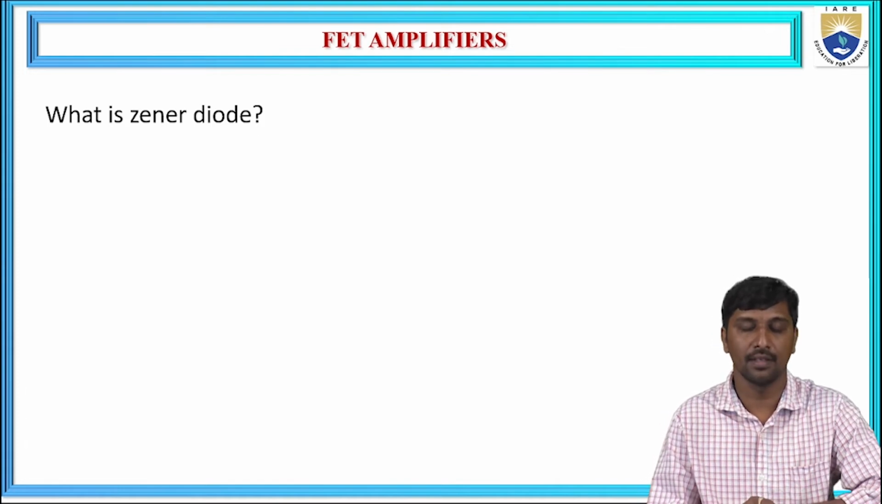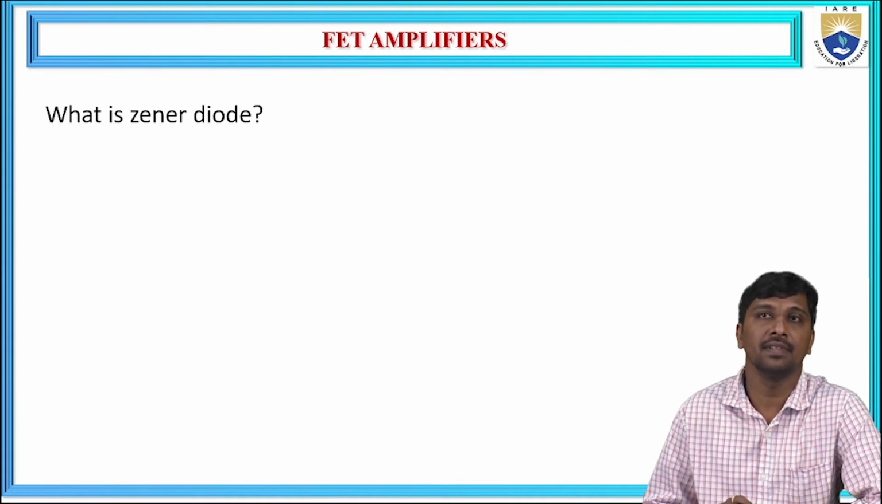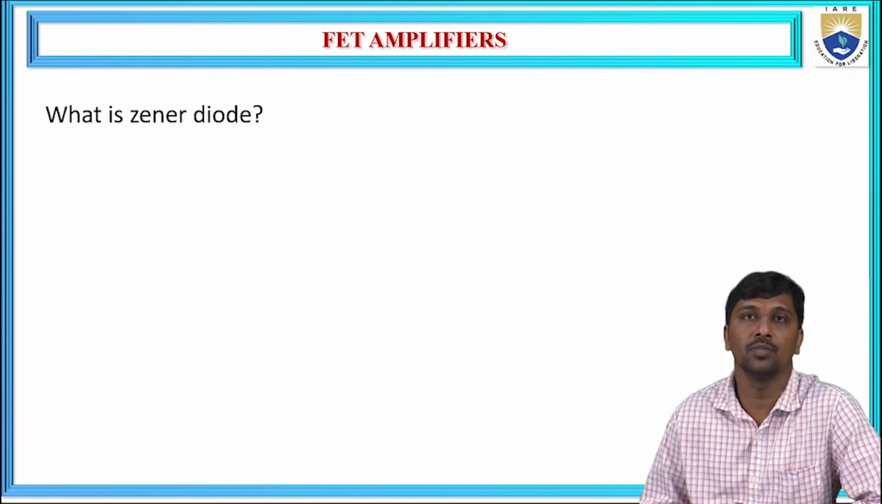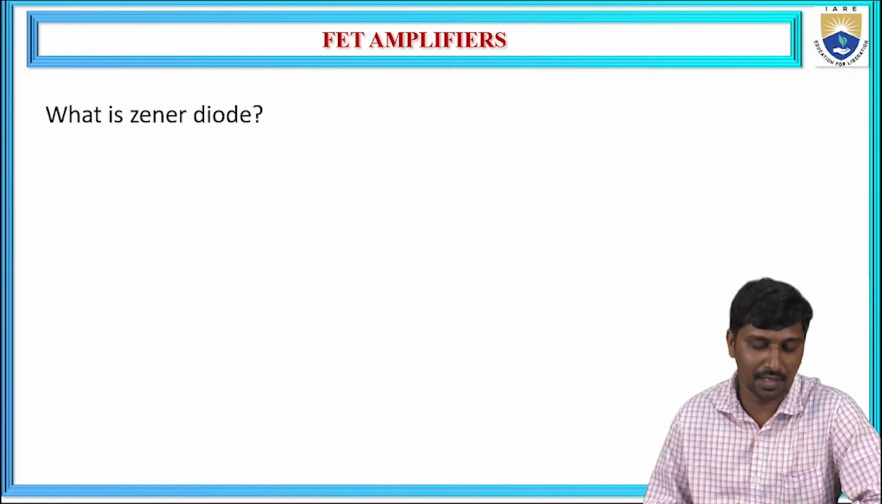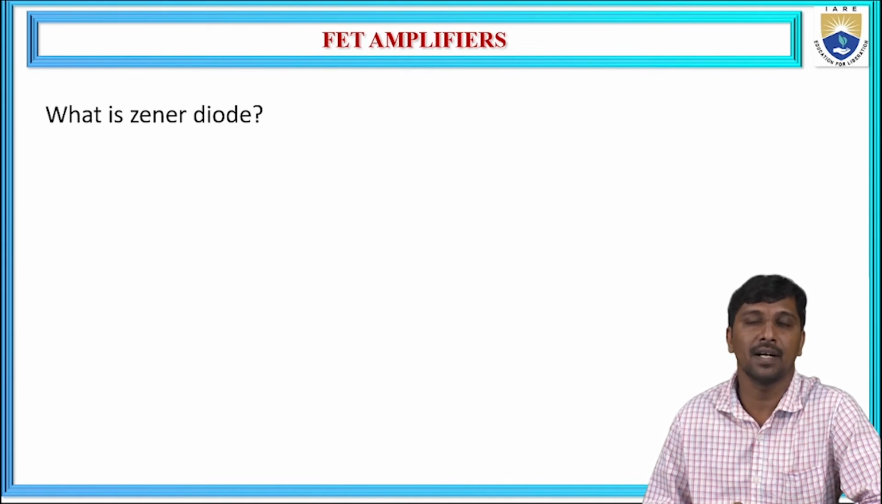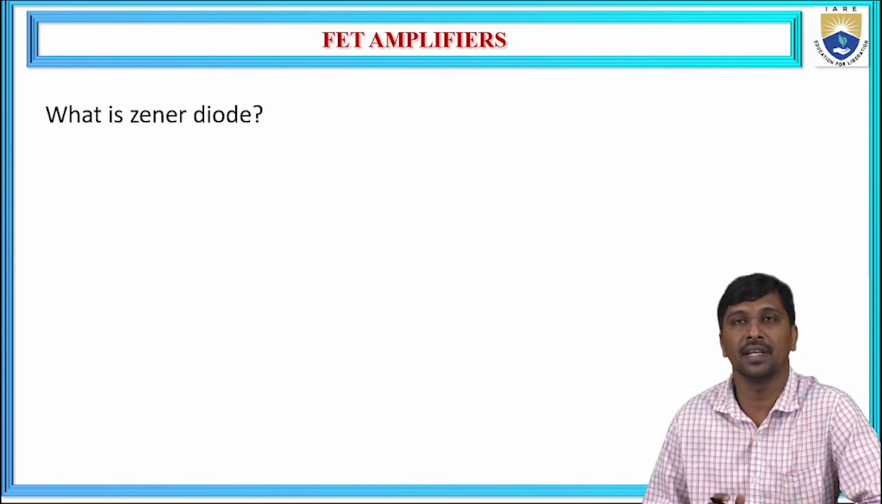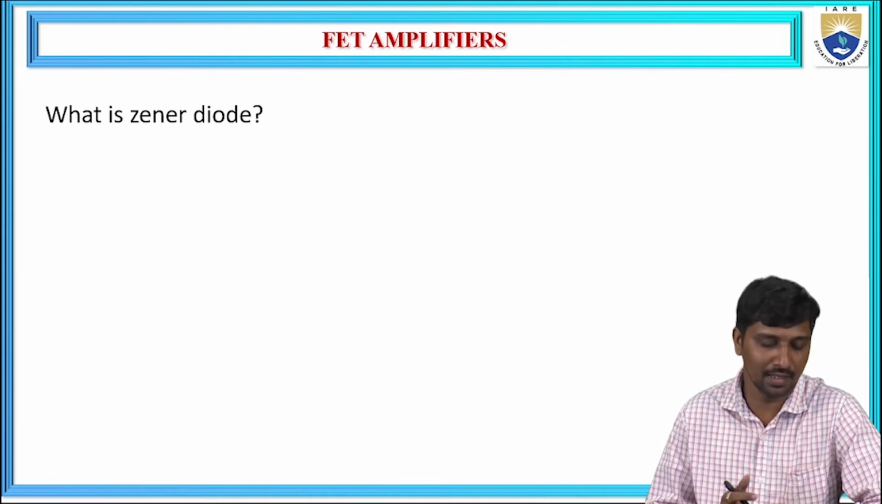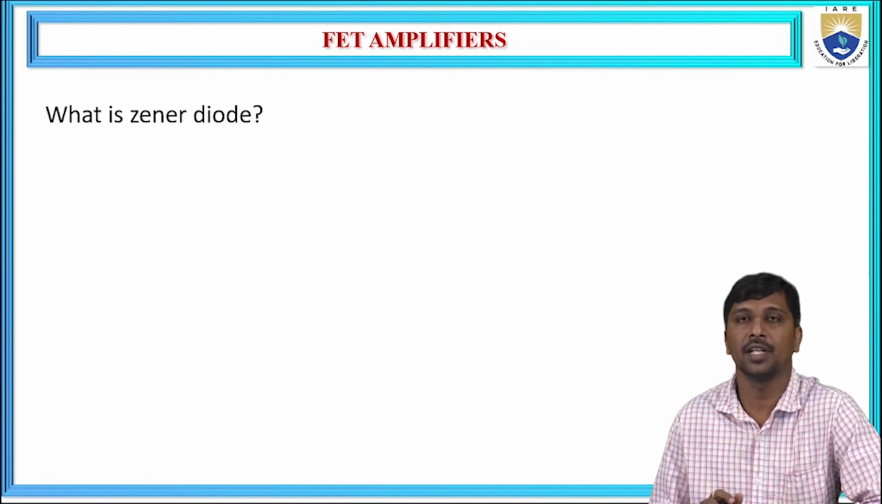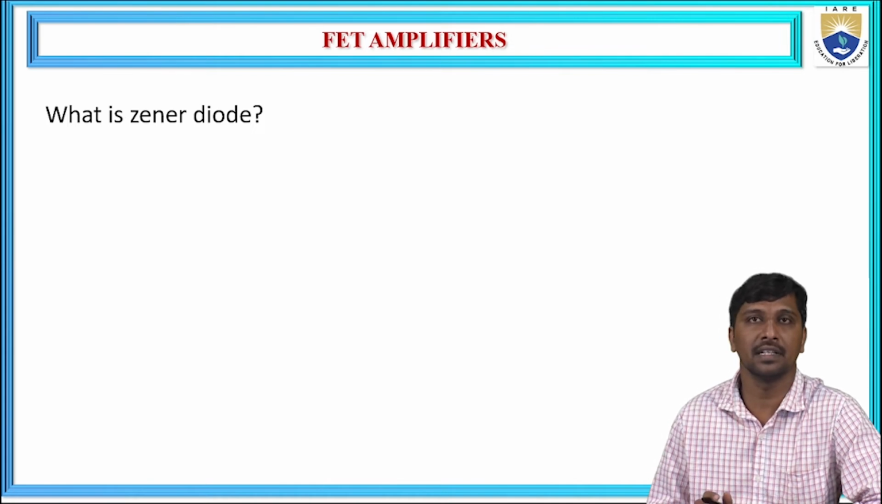Now again, in the FET amplifiers, we have one more topic: special purpose devices in module 5. Apart from what we discussed in modules like semiconductors and BJTs, we have special purpose devices like the zener diode, the varactor diode and the tunnel diode.